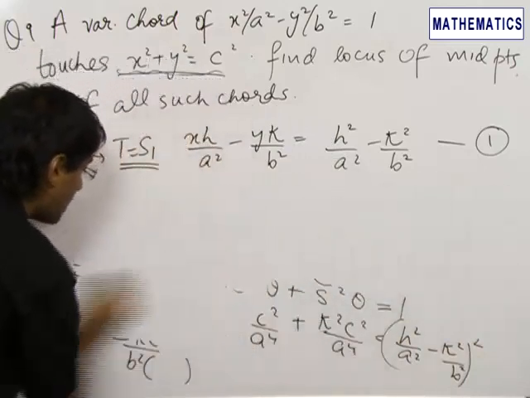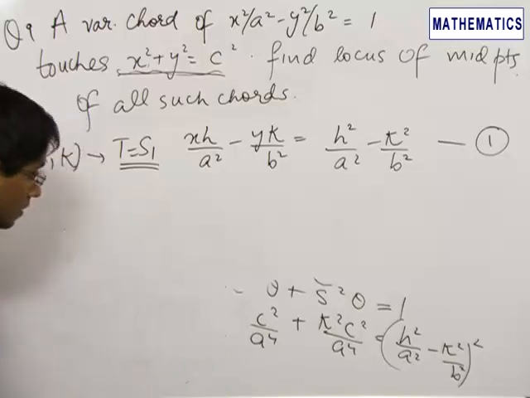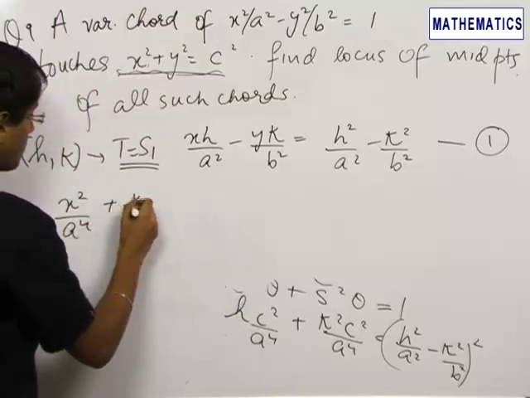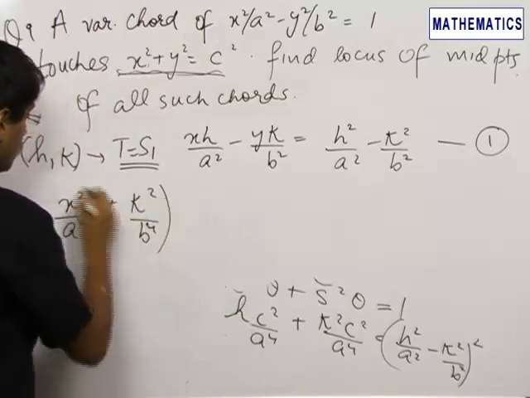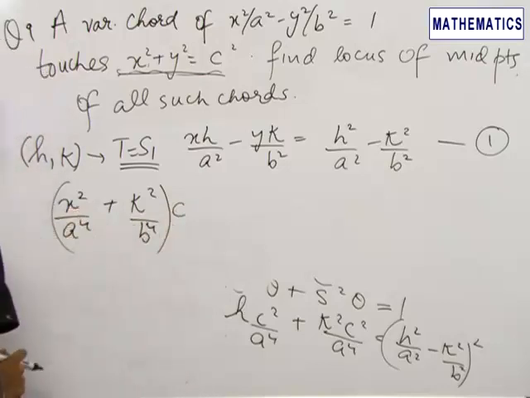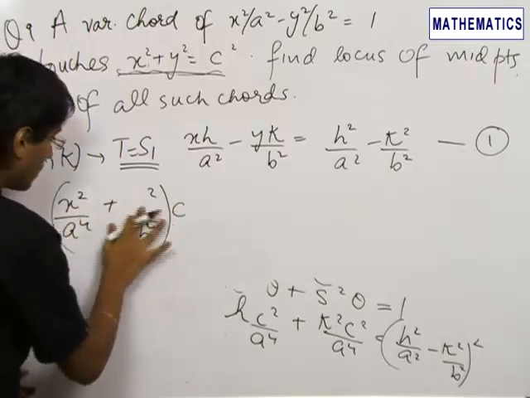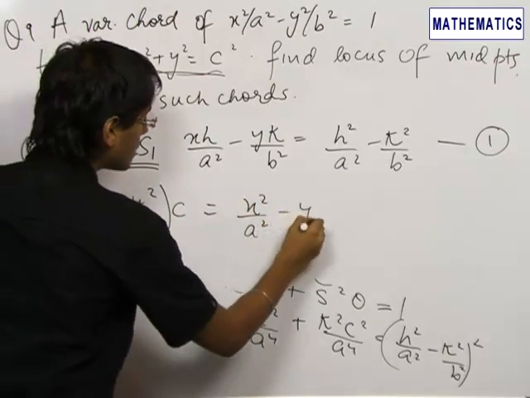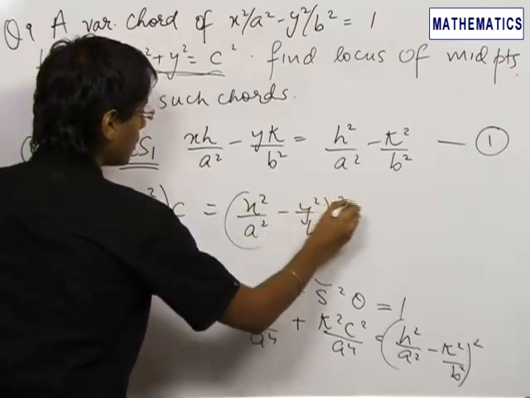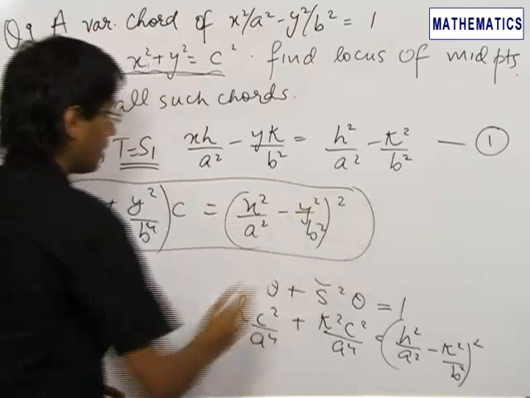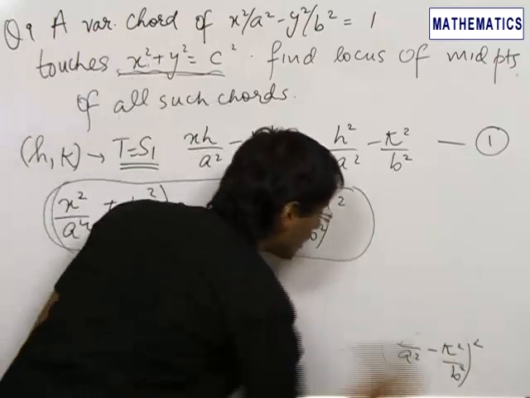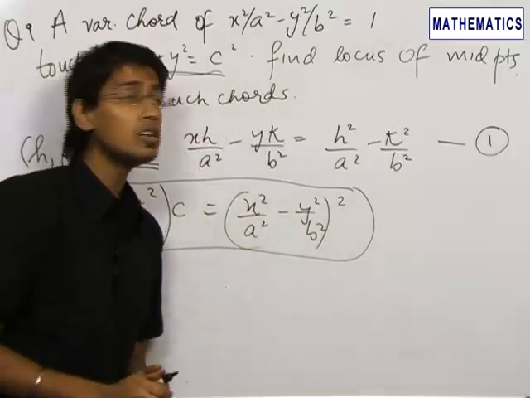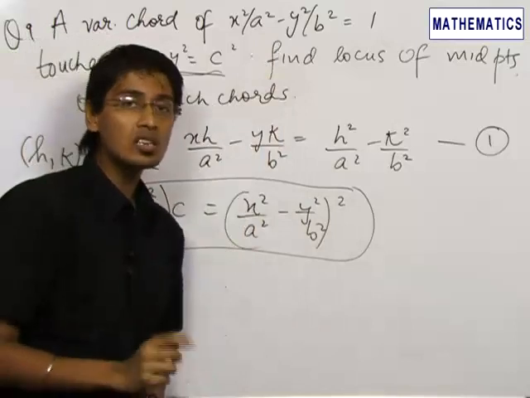Now h can be replaced by x and k by y to get the locus as c square times x square by a power 4 plus y square upon b power 4 is equal to x square by a square minus y square by b square, whole square. This was our first method, in which we compared the equation of the line acting as a chord with a given middle point to the hyperbola and as a tangent to the circle.